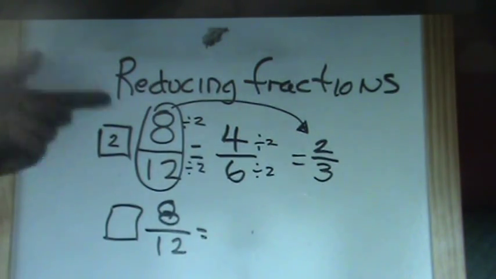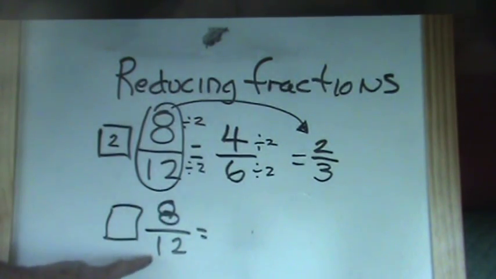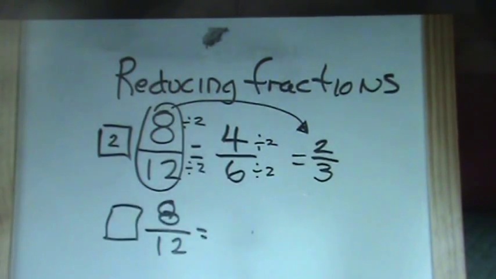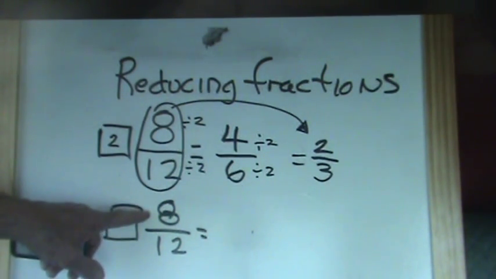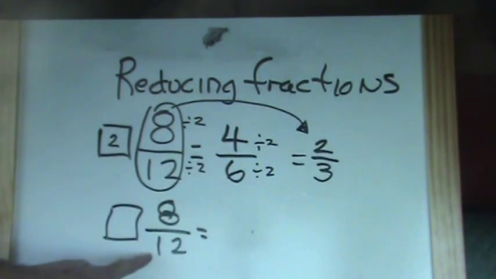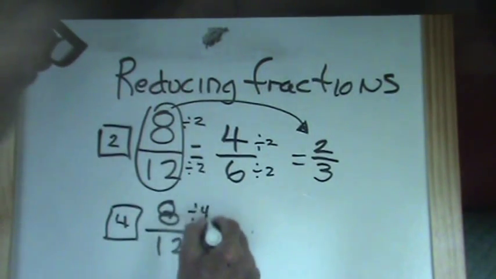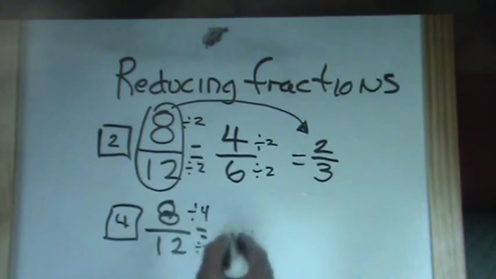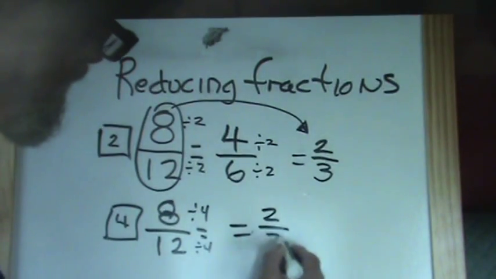Well, let's see. We know 2 goes evenly. What about 3? Well, 3 goes evenly into 12. It'll go into 12 4 times, but 3 does not go evenly into 8. What about the number 4? 4 goes evenly into 8, and 4 goes evenly into 12, so we use the number 4. We divide by 4, and we divide by 4. Now, 4 goes into 8 2 times. 4 goes into 12 3 times.